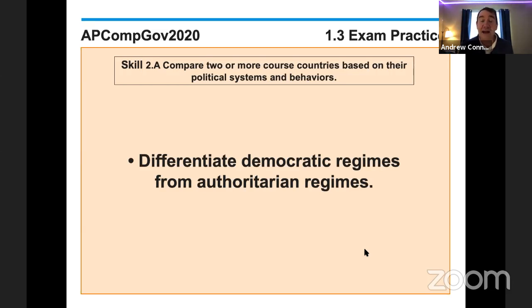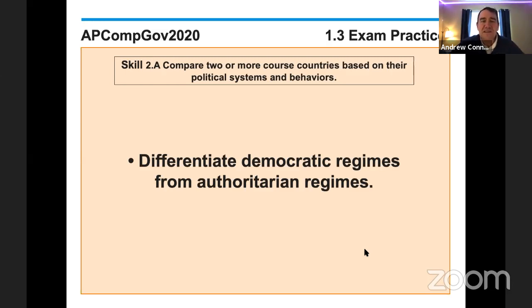That is today's topic. And I'm going to show you some examples later of an FRQ that I've written that really gets to the heart of the difference between democracies and authoritarian regimes. So that's something that you should be considering today. What is it that differentiates democracies from authoritarian governments?